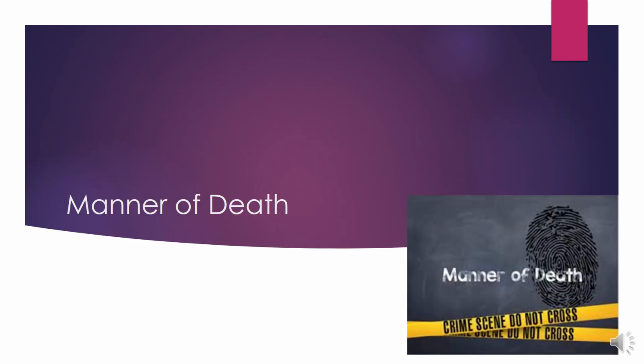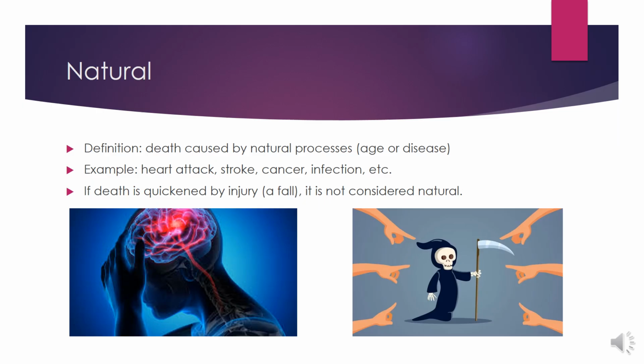Now I'll talk about manner of death. First, we have natural death. It is defined as death caused solely by natural processes, such as age or disease. Some examples of natural death are stroke, heart attack, infection, and cancer. If death is sped up by an injury like a fall, then it is not considered natural.